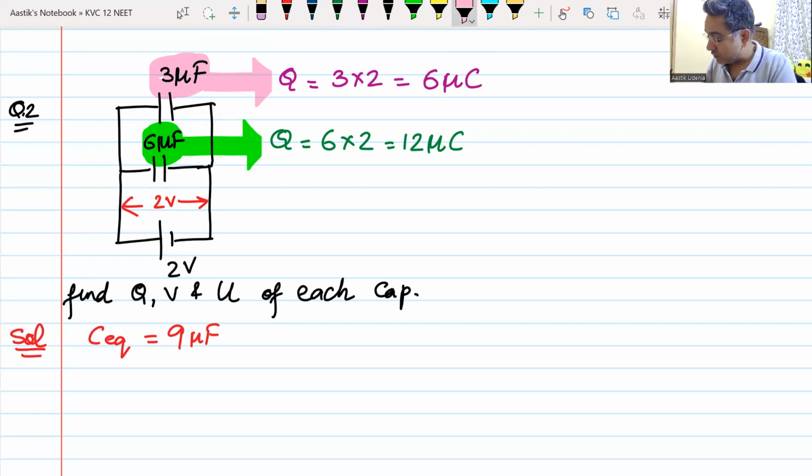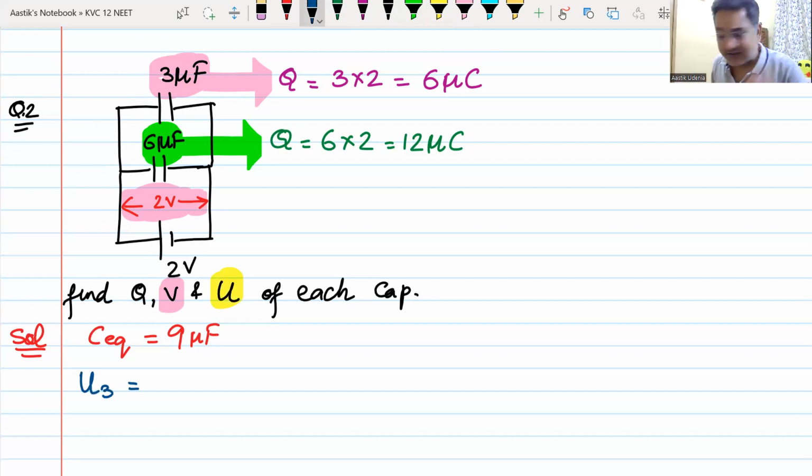Now, if you talk about the potential difference across each capacitor, it is the same, and that is equal to 2 volt. So everyone knows the answer for this. Now let me calculate the third thing, which is the energy stored in each capacitor. How will I find the energy stored in each capacitor? So energy stored in the 3 microfarad capacitor, I can use any formula, half CV square, Q square by 2C.